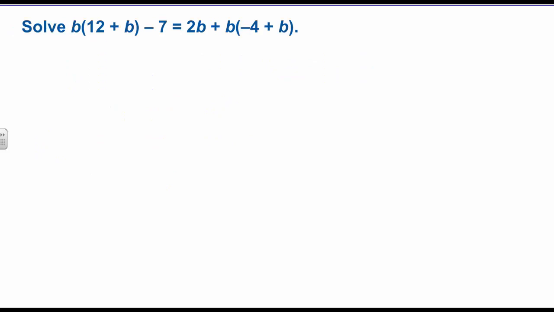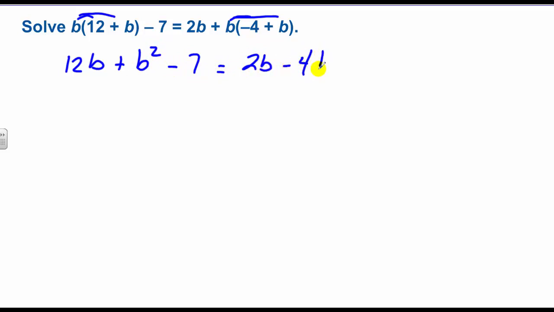In our next example, we notice we have variables on both sides of the equation. So we're actually going to be solving in this case, but we have to do our multiplications first. So I have 12b plus b squared minus 7 equals 2b minus 4b plus b squared.